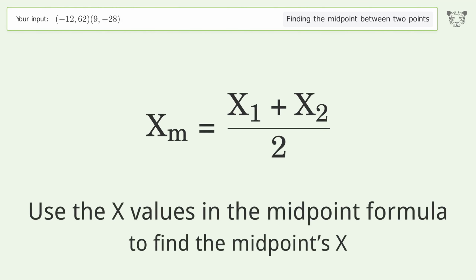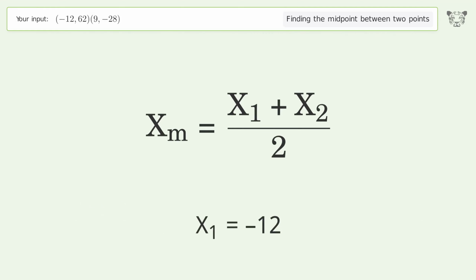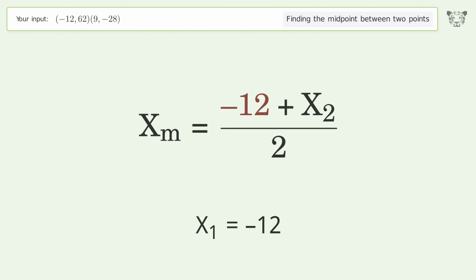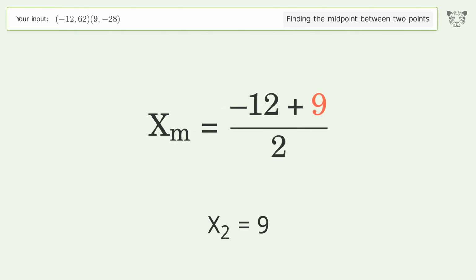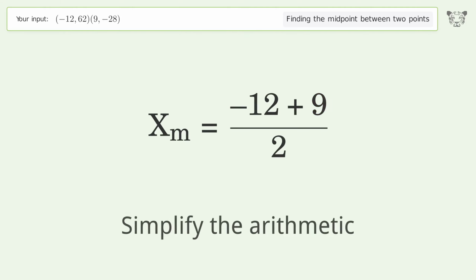Use the x values in the midpoint formula to find the midpoint's x. x1 equals negative 12. x2 equals 9. Simplify the arithmetic.